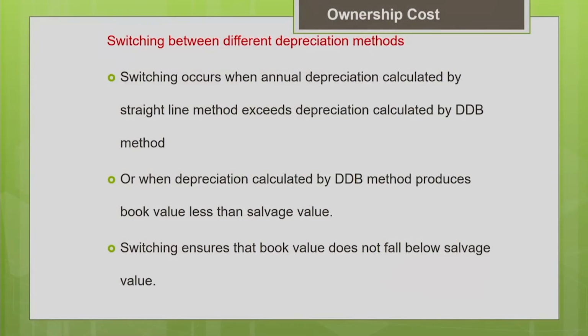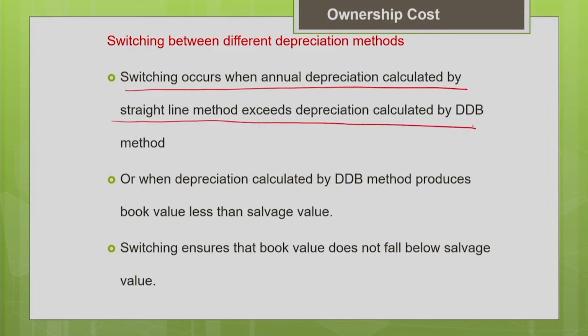So switching occurs, as I discussed just now, when the annual depreciation calculated by the straight line method exceeds the depreciation calculated by the DDB method. It occurs as in the initial stage your DDB may be higher than the straight line method. As the age of the equipment increases, your DDB method depreciation may go below the straight line method. In that case, we have to switch over.